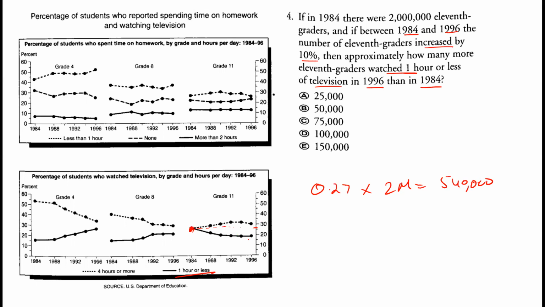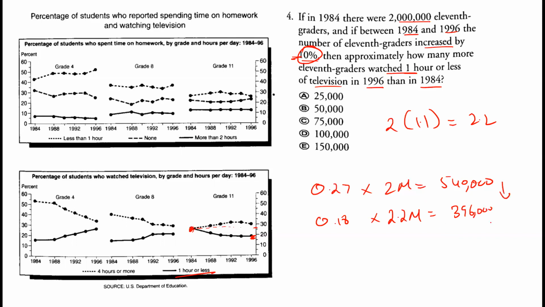And in 96, again less than 1 hour, this number would be approximately 18%. So 0.18 into, now we also need to understand that the number of 11th graders has increased by 10%. So in 1984 there were 2 million 11th graders, so now there would be 2.2 million. So 2 into 1.1 equals 2.2. Now 0.18 into 2.2, if you do it on your calculator, is approximately 396,000.